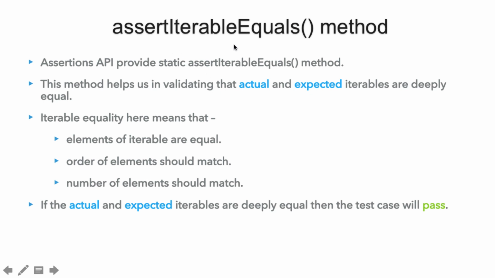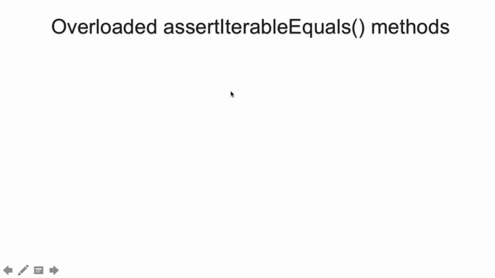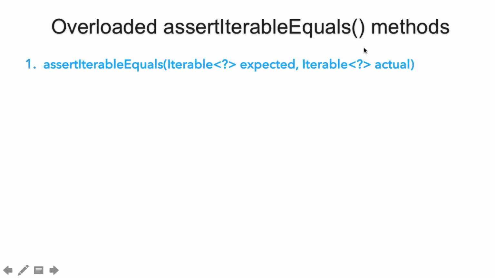So assertIterableEquals asserts the actual and expected iterables, and if they are deeply equal, then the test case will pass, and if they are not deeply equal, then the test case will fail. Now let's see the different overloaded assertIterableEquals methods. The first method takes an expected and an actual iterable, and it simply asserts whether they both are deeply equal or not.